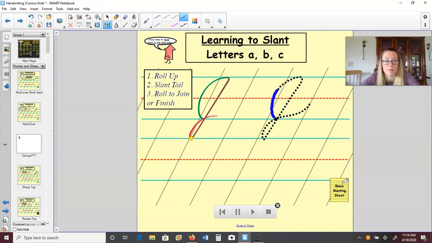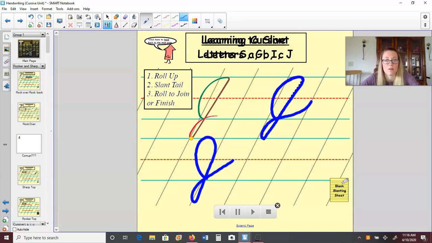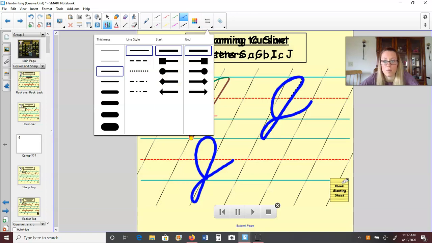All right, so we're going to do our roll up, slant tail, our roll to finish or join. Once more, roll up, slant tail, roll and join. Okay, so practice that a few times. See which one is your best one.